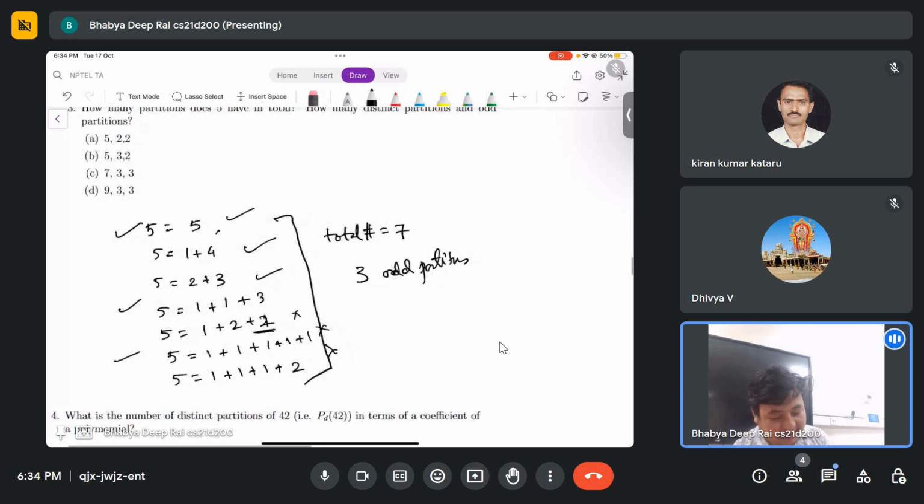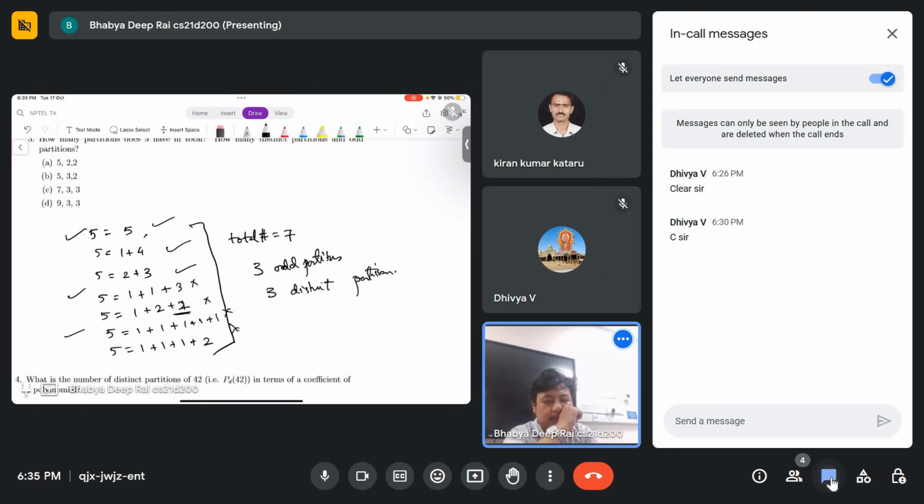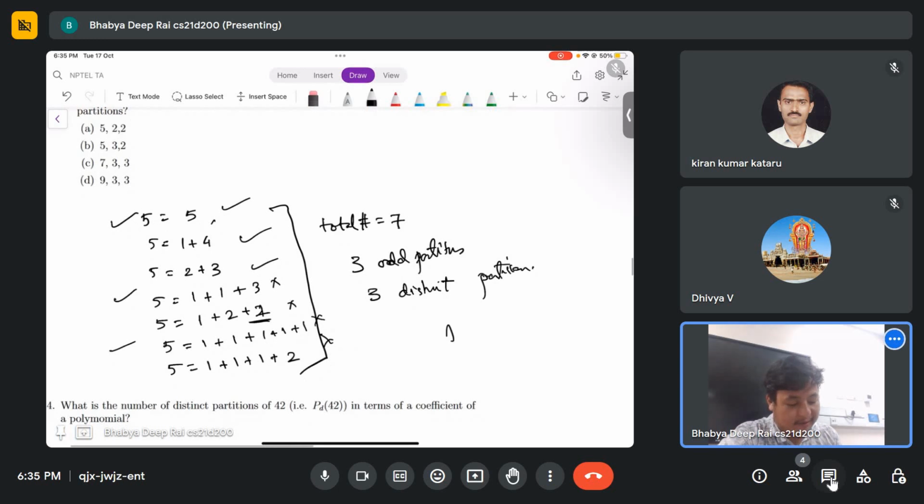Yeah, so this also has duplicates, so it's not a distinct partition. This is also not a distinct partition. So 3 distinct partitions. Or you can also use the fact that the number of odd partitions is equal to the number of distinct partitions. Okay, yeah, good. So the answer is C.